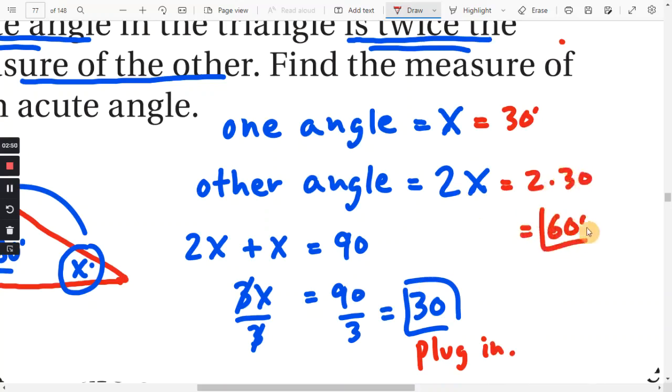So that's just 60. Okay, do the answers make sense? Well, we said it adds to 90, and 30 plus 60 is 90. So it does check out.